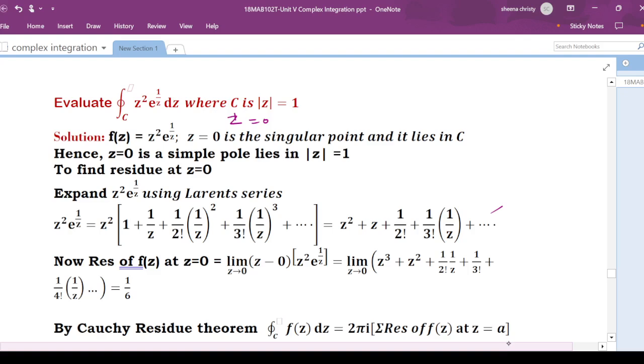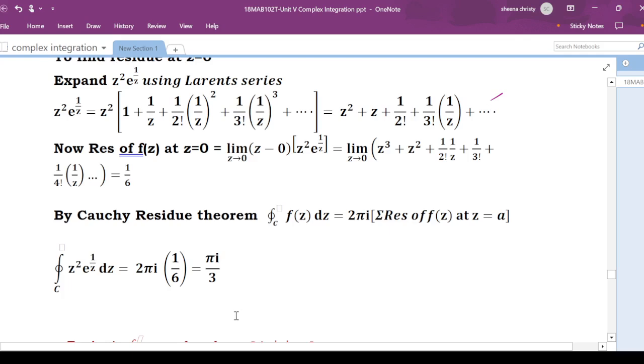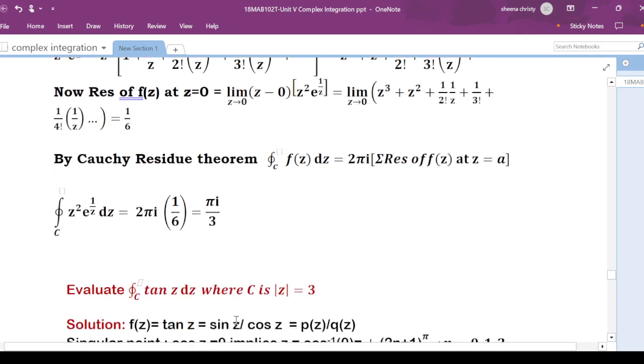Now you will get the residue at z equal to a is 1 by 6. Therefore, you will have 2 pi a into 1 by 6 which gives you pi a by 3. We'll see similar problems based on this.